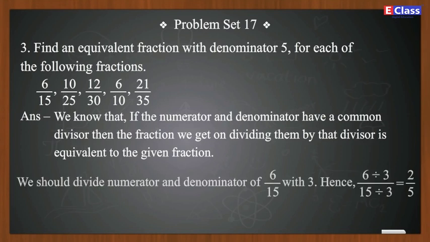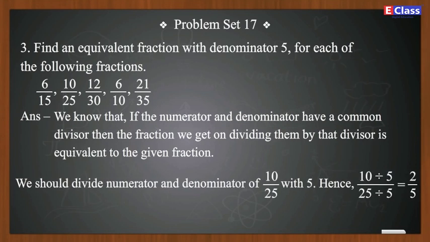We should divide the numerator and denominator of 6 upon 15 with 3. Hence, 6 divided by 3 upon 15 divided by 3 is equal to 2 upon 5. We should divide the numerator and denominator of 10 upon 25 with 5. Hence, 10 divided by 5 upon 25 divided by 5 is equal to 2 upon 5.